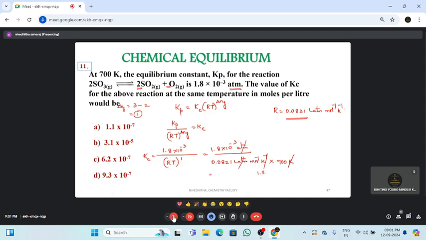So 1.8 into 10 power minus 3 divided by 0.08, divided by, here I have liter, right? Liter per mole, and I have 700 Kelvin, that is 7 into 10 power 2. So if I take this 10 power 2 to the numerator, it will be 10 power minus 2. So 10 power minus 3 and 10 power minus 2 will be 10 power minus 5. So please simplify and come up with the value.